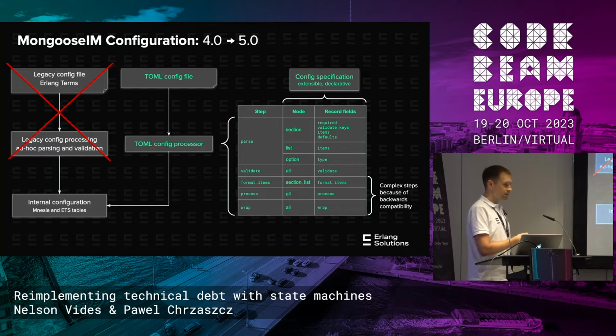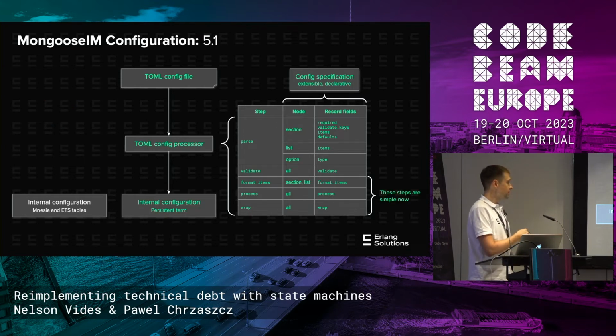And that enabled us to finally replace the old format with new internal configuration, which is now stored in persistent terms. That was about the time where persistent terms were introduced into Beam. So yeah, and finally we could also get rid of this. So yeah, that's one of the examples of how we in a few steps got rid of technical debt.